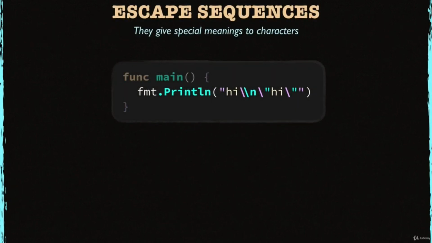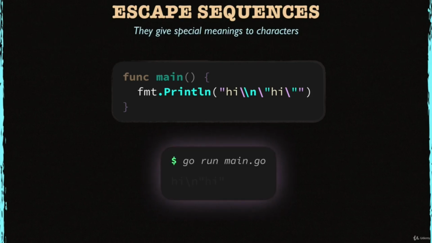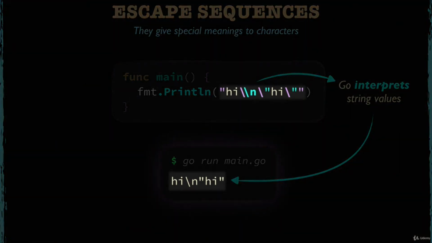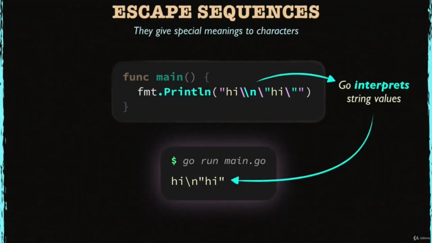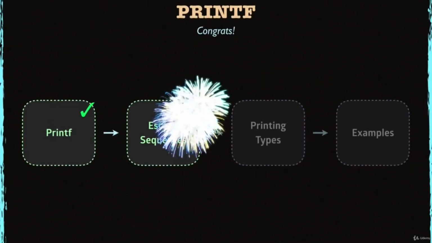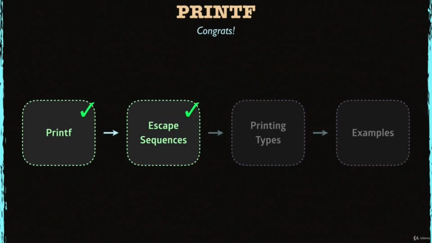Let's run it now. As you can see, it just prints \n instead of a new line, and it prints double quotes without backslashes. If I typed the double quotes without using backslashes, Go would be confused and there would be a syntax error. As an exercise, remove the backslashes inside this string literal and see what happens. Congrats! You've learned about escape sequences. See you in the next lecture.